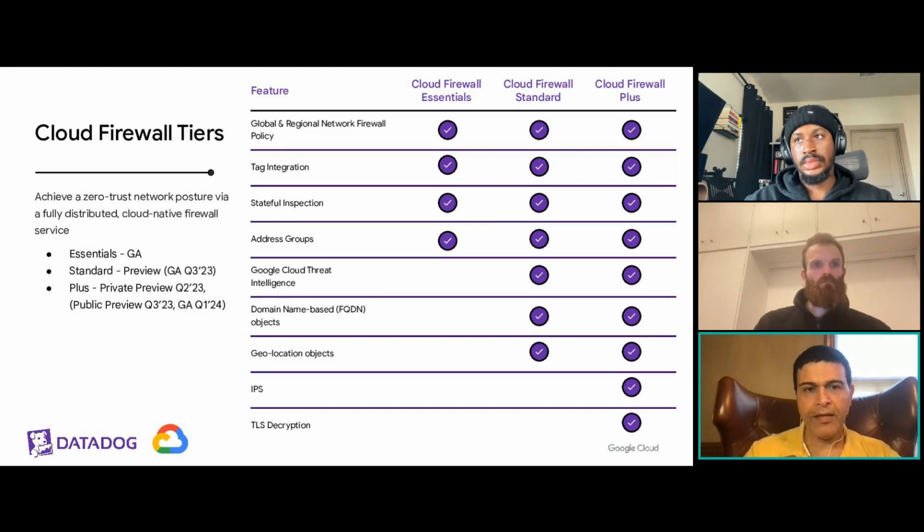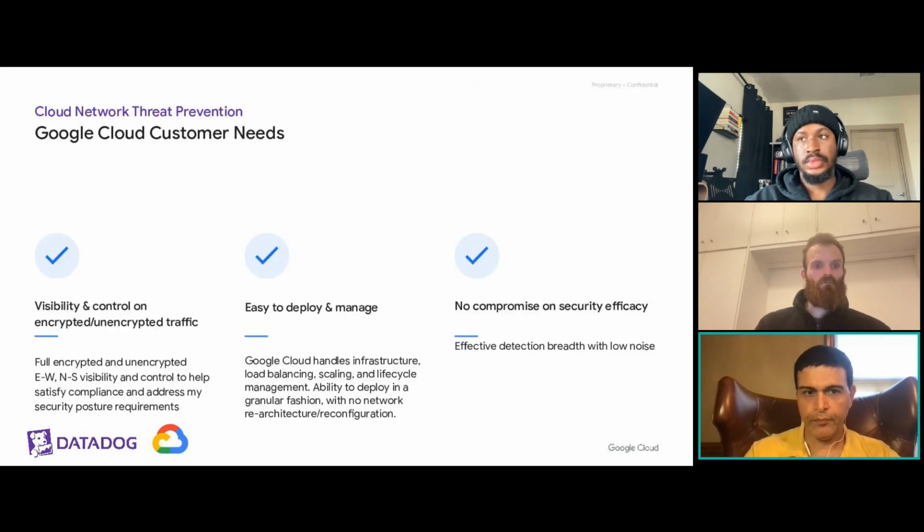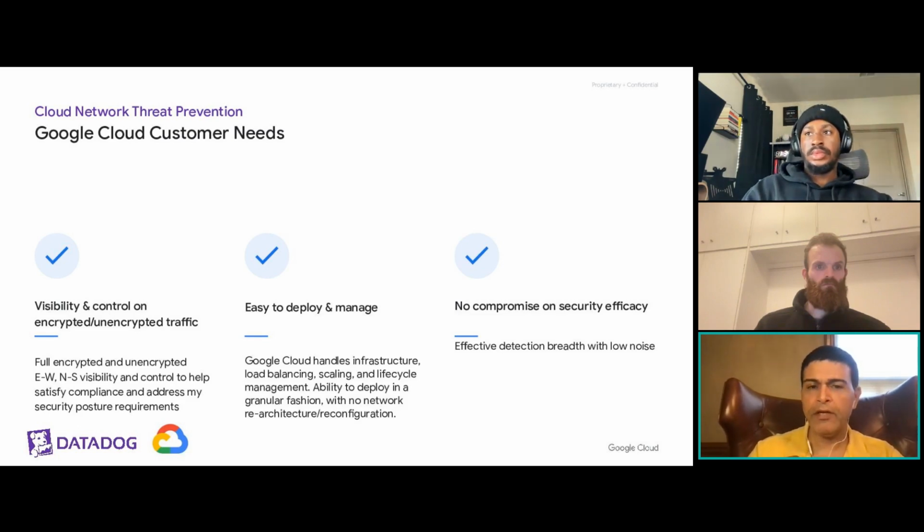Now, let's take a look at how it works. Before getting to that, I wanted to talk about, I pretty much covered this, but we were looking for a first-party solution that gives you full visibility and control on your traffic, whether encrypted or unencrypted. We wanted to make sure that it can cover both north-south traffic as well as east-west traffic and cover microsegmentation. We were looking for something that is easy to deploy and manage. So this was a key aspect.